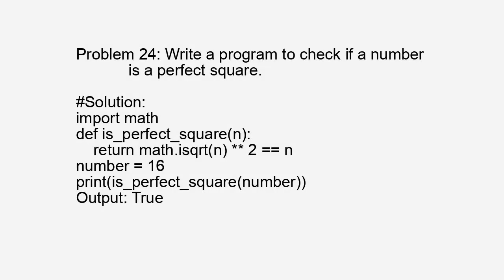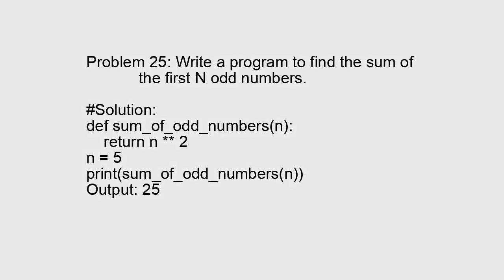Problem 24. Write a program to check if a number is a perfect square. Solution: import math. def is_perfect_square(n): return math.isqrt(n) ** 2 == n. number = 16. print(is_perfect_square(number)). Output: True.